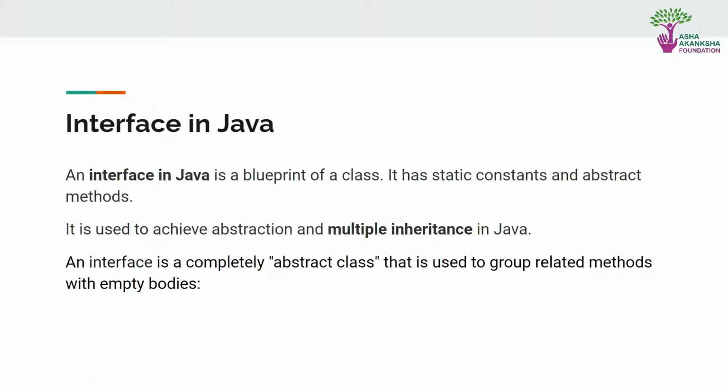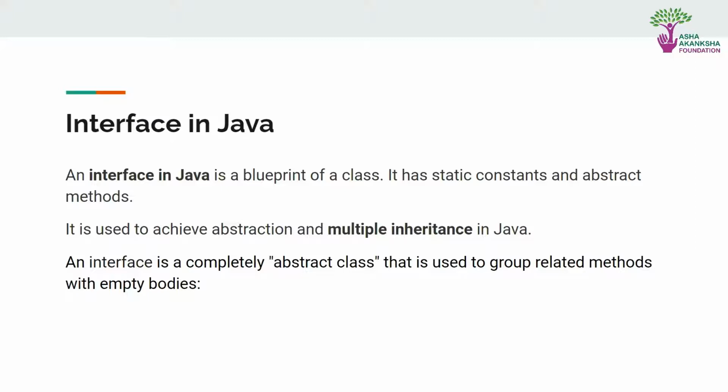So next comes interfaces. Interfaces are a special type of class, and basically everything is abstract in interfaces. An interface in Java is a blueprint of a class. It has static constants and abstract methods. So basically everything is abstract. You don't have to put the abstract keyword everywhere. If you want to make everything abstract, you simply use an interface.